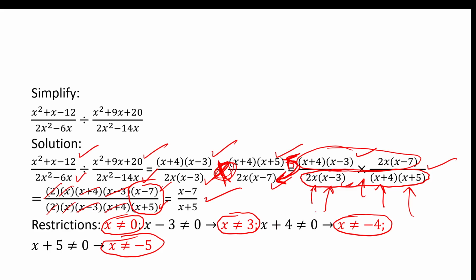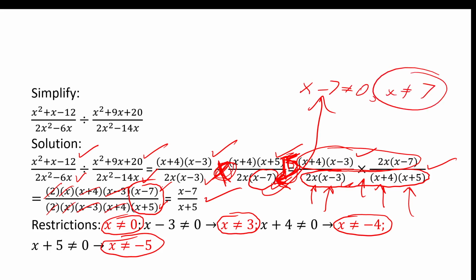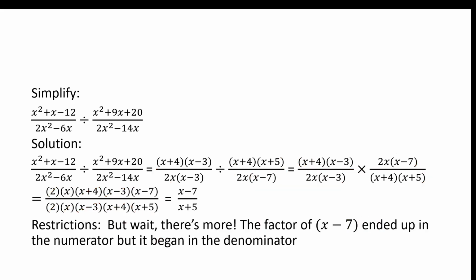They state 4 restrictions. They end up losing a mark on the test and they wonder why. Well, here's why. Before we inverted, remember when I kept on pointing out we're going to invert that? Before we inverted, this x minus 7 was a factor of a denominator. If it was ever a factor of a denominator, we need to consider it with restrictions. So we need to say x minus 7 can't equal 0, meaning x also cannot equal 7.